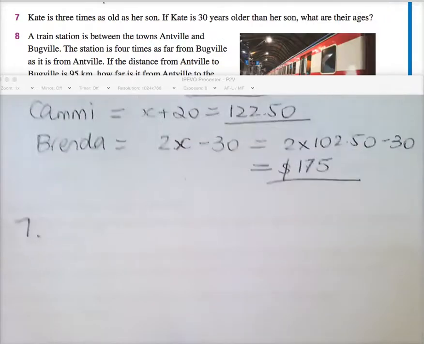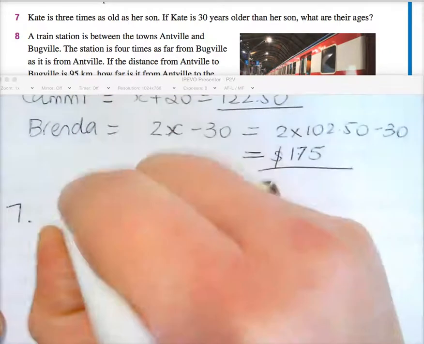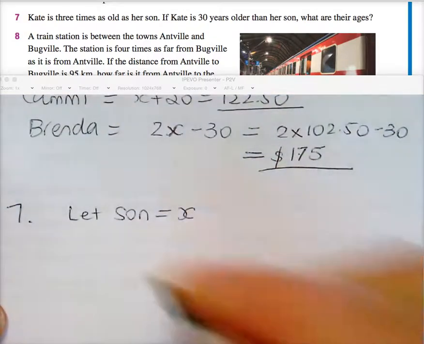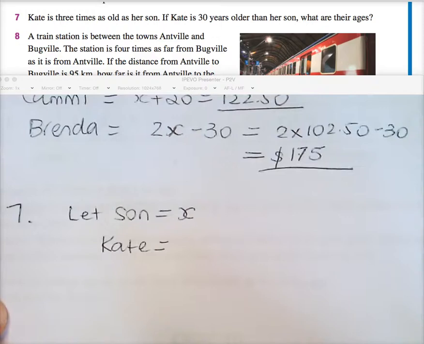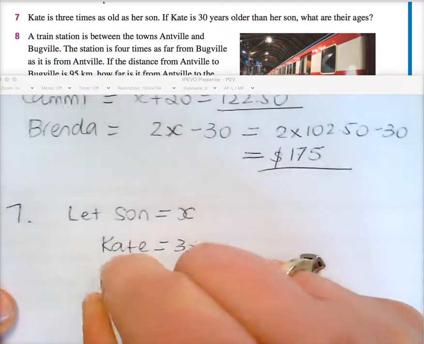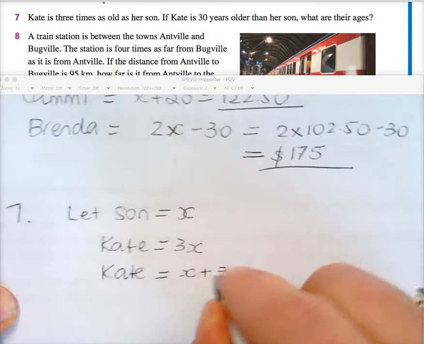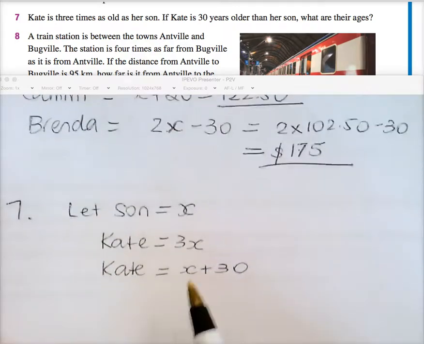To do question 7, you're going to have to let someone be X, and it's much better for the smaller number to be X or the younger person to be X. So who are you going to let be X? So let the son equal X. It's much easier to let the younger person be X. So Kate, how old's Kate? Kate is 3 times as old. So Kate is 3x, but Kate is also 30 years older, x plus 30. So we know that Kate is 3x, but Kate is also whatever her son is plus 30. So how do you think I'll set up this equation now?